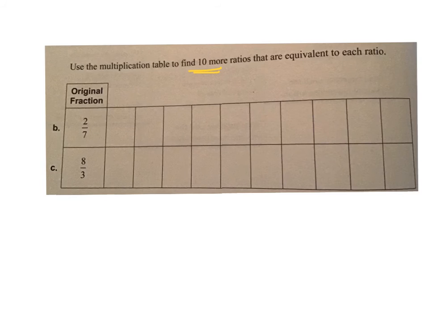So this is 2/7. If I were to multiply 2/7 times 2, I would get 4 over 14. If I were to multiply 2/7 times 3, I would get 3 times 2 is 6, 7 times 3 is 21. Okay, you can keep going. What would be your next one? Times 4 maybe? So now let's look at 8/3.